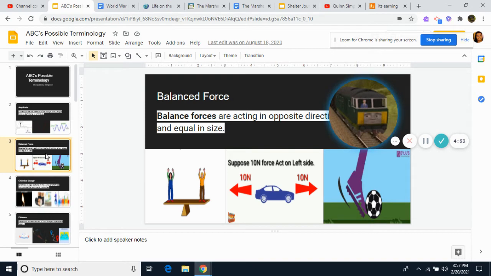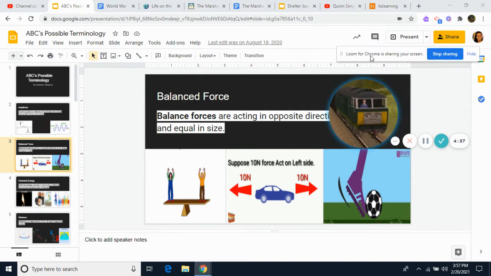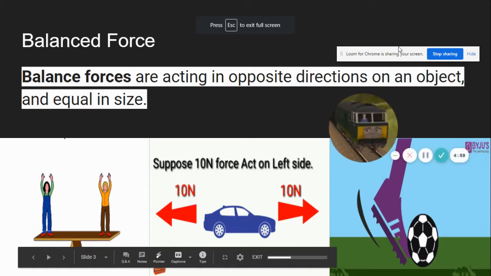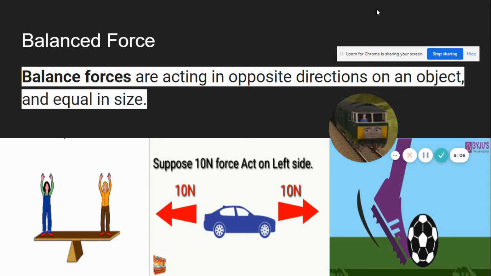All right, balanced force. I'm going to present this. Okay, so balanced force. Balanced forces are acting in opposite directions on an object and are equal in size.